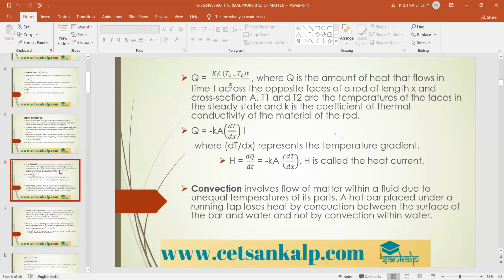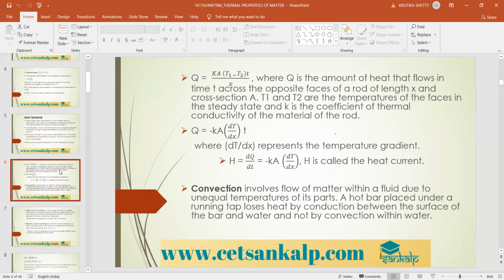Here H is equal to dQ by dt. What is H here? H is called the heat current. So students, how do we define current? Current is nothing but the rate of flow of charge. Here we are defining heat current. So how do you define heat current? Heat current is nothing but the rate of change of heat.